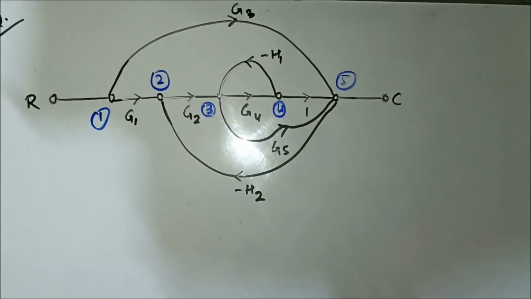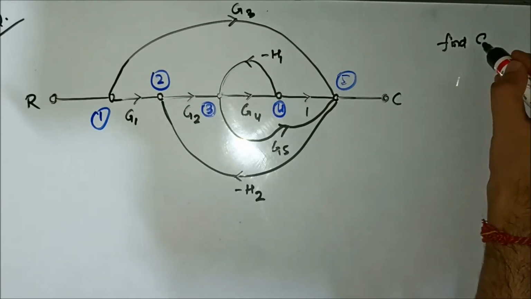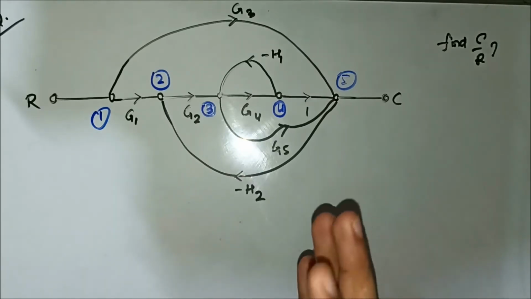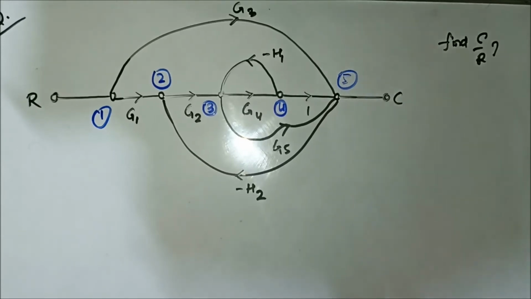Hello friends, so this is another question on signal flow graph which we are going to discuss, and here we have to find the transfer function. So we have the signal flow graph with the respective forward paths, branches, the individual branch gains, everything given. We have to find the transfer function with the help of Mason's gain formula. For that we have to identify some parameters.